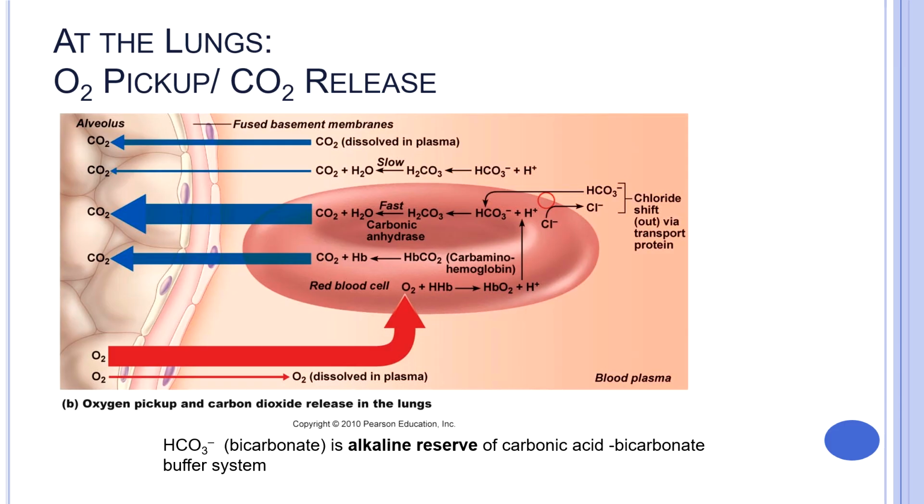And it happens a little bit faster inside of the red blood cells because you have this enzyme called carbonic anhydrase. And so when we get to the lungs, we're able to turn this bicarbonate and the hydrogen ions into carbonic acid and then into carbon dioxide and water. So our bicarbonate is what we consider an alkaline reserve of the carbonic acid bicarbonate system.